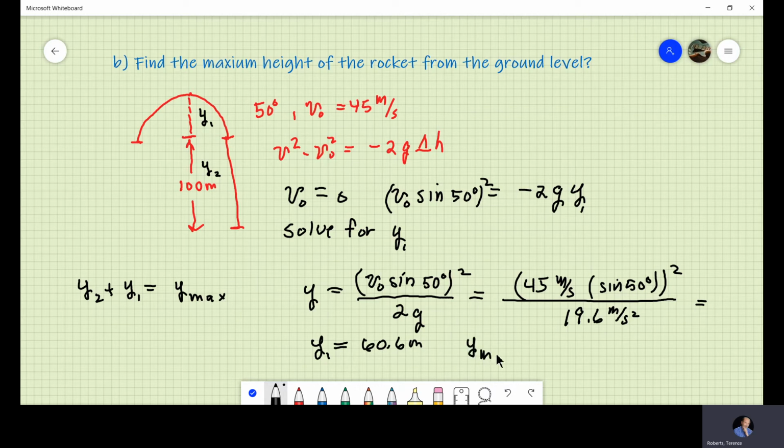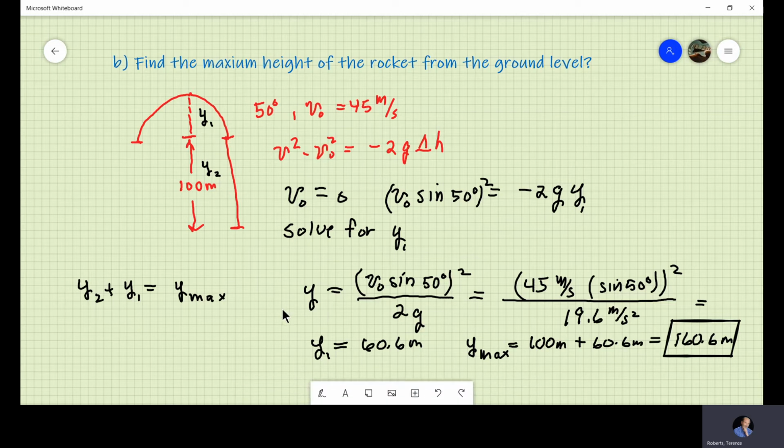Y max is equal to 100 meters for the building, plus 60.6 meters, giving us 160.6 meters, and that's our final answer. So that's the total height from as high as the rocket goes to the ground. Okay, let's move on to the next part.